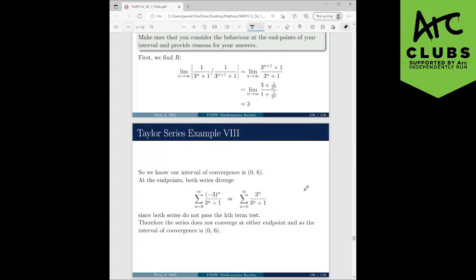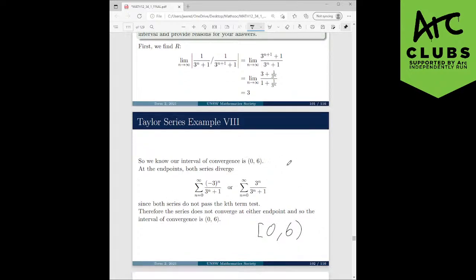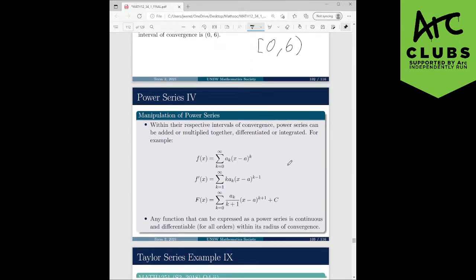If you proved any of them converge, like let's say you proved it converged at 0, you would actually have to change your interval of convergence there to just a closed bracket for 0 if it managed to converge at 0. And yeah, that's a pretty nice thing.